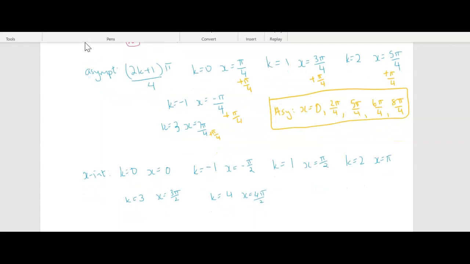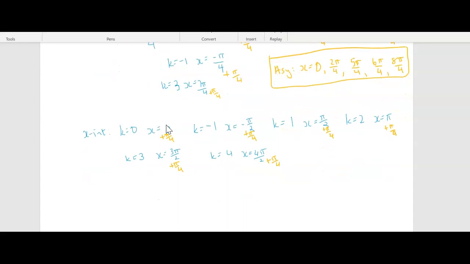Now we need to do our shift. So we're going to add pi on 4 for each one. So plus pi on 4, plus pi on 4, plus pi on 4, plus pi on 4. This is exhausting. Plus pi on 4, plus pi on 4. Okay, so let's do our x-intercepts.